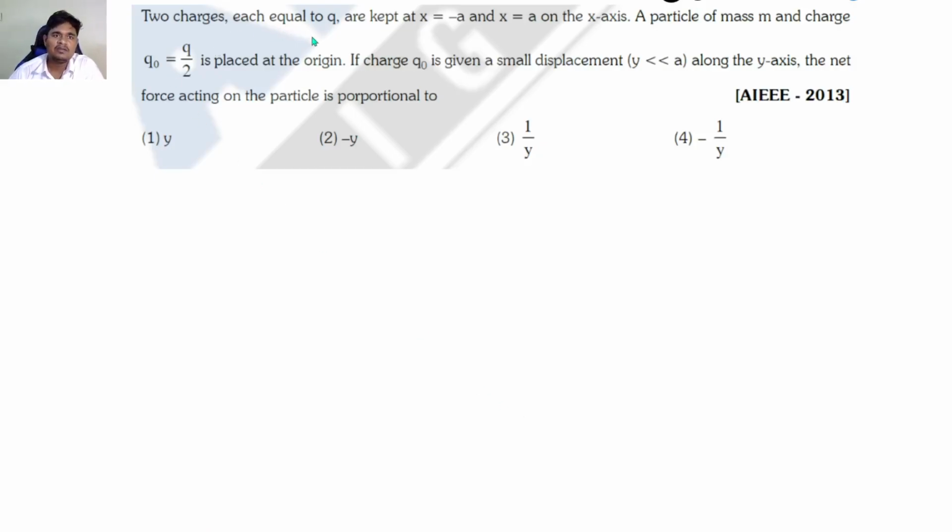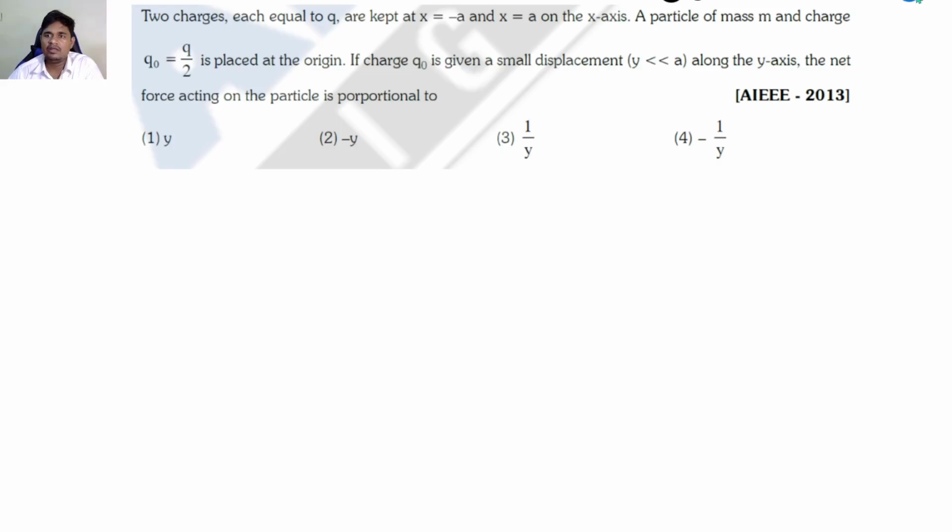Two charges each equal to q are kept at x equals to minus a and x equals to a on the y-axis. A particle of mass m, charge q naught equals to q by 2, is placed at the origin. If charge q naught is given a small displacement y much smaller than a along the y-axis, net force acting on the particle is proportional to.